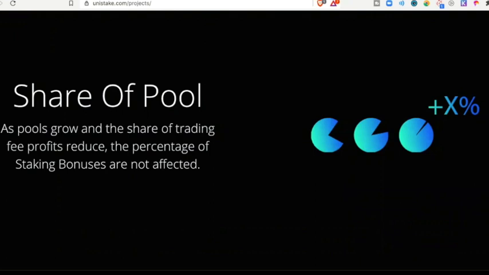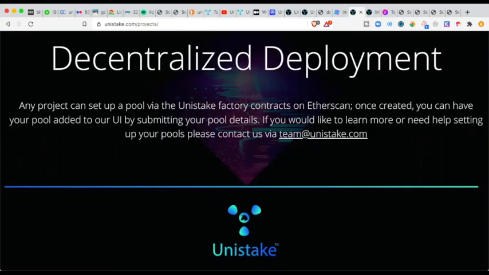Unistake compensates for that because the staking bonus isn't affected. That remains unchanged regardless of the growth of the liquidity pool. Now, any project can set up a pool via the Unistake contracts on Etherscan, and they can also set the parameters, including what the staking bonus will be, what the lockup periods are, with more bonuses being paid out for the longer that people provide liquidity.